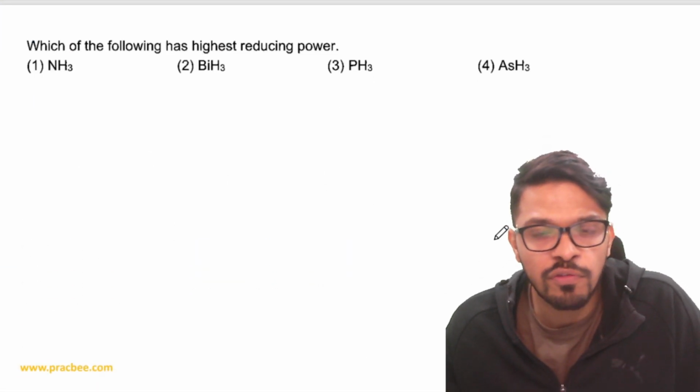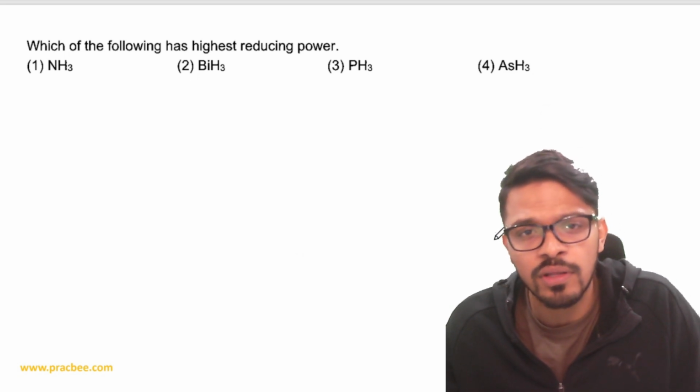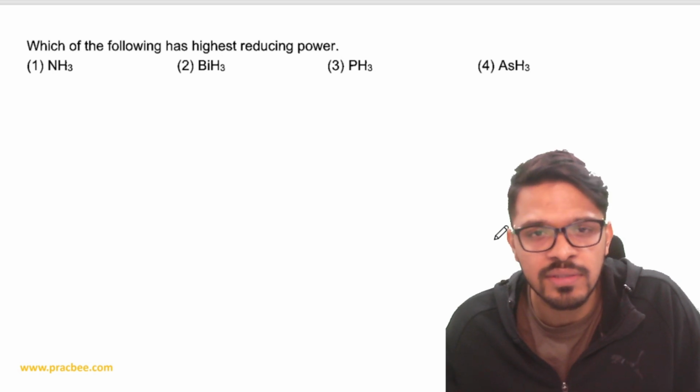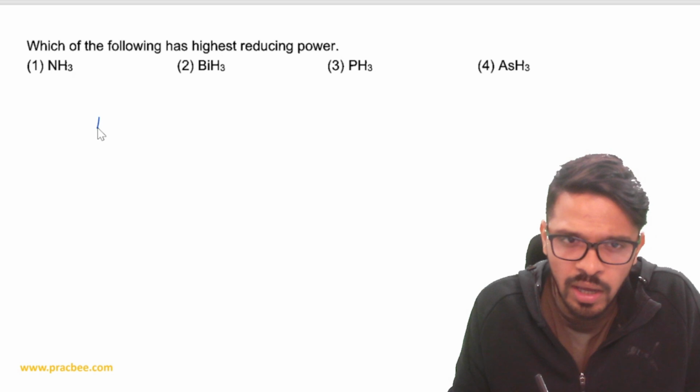Next, which of the following has the highest reducing power? I think I have seen this question for the 3rd or the 4th time in this session only. In the first session of JEE Mains, I have seen this question in different papers. This is the 3rd time I am seeing this question. So I have already told this.